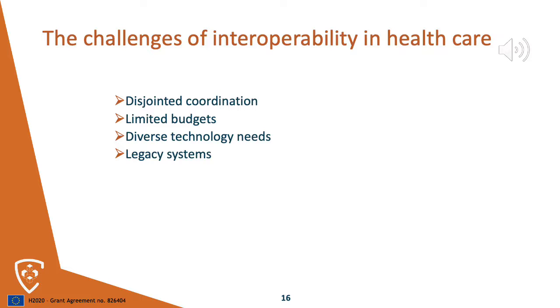Disjointed coordination. Improving interoperability requires strong coordination between different organizations, regulators, and leaders, as well as coordination within organizations. Regulators provide standards and rules for healthcare organizations to follow, but organizations that want to be proactive about interoperability should consider creating a dedicated interoperability strategy and make interoperability planning a priority.